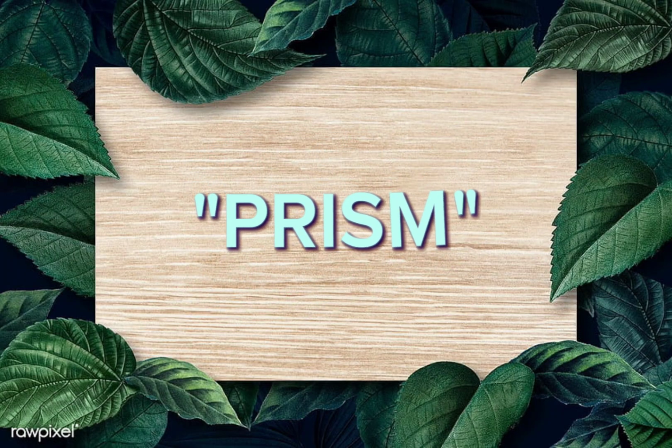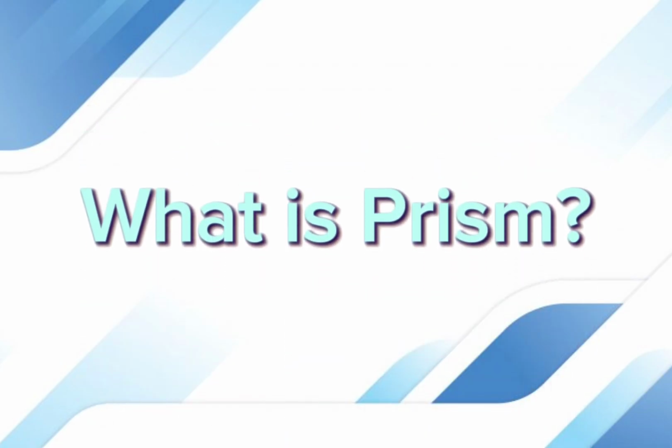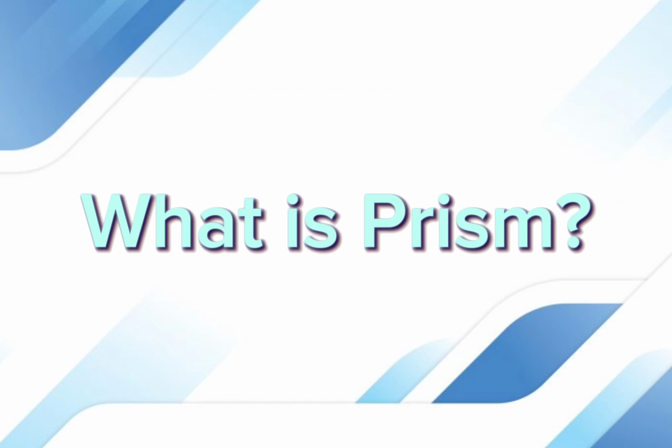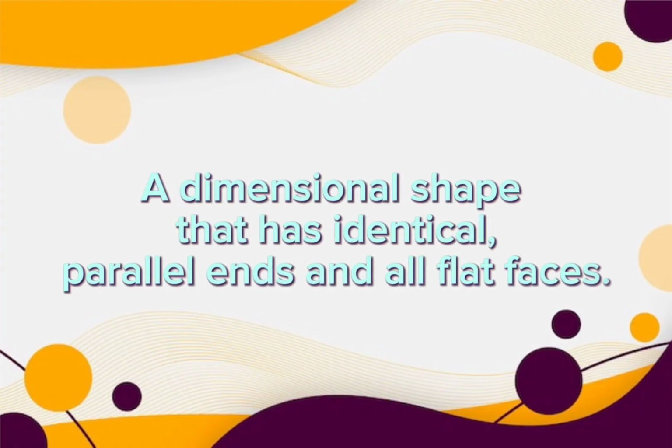Prism. So what is a prism? It is a three-dimensional shape that has identical parallel ends and all flat faces. That's the definition of a prism.